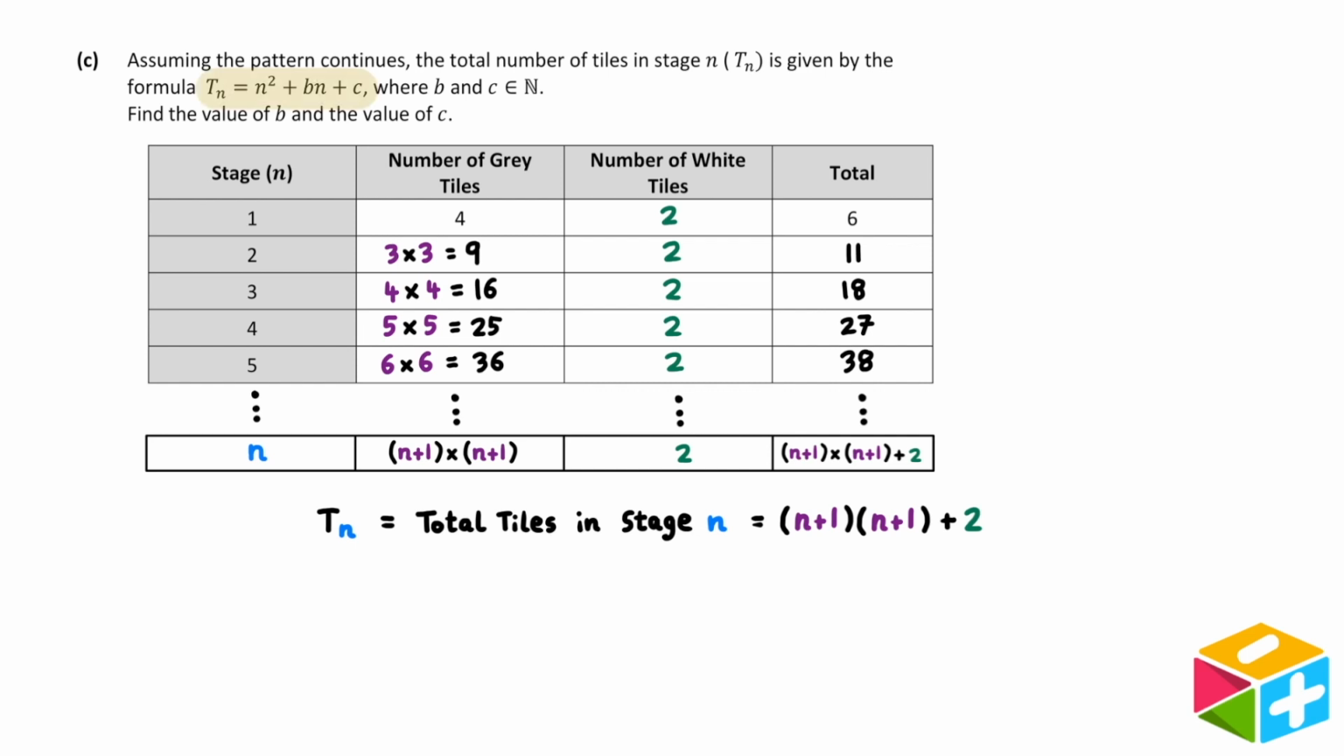We want our answer in the form n squared plus bn plus c, so here we should expand out our brackets. N times n is n squared, n times 1 is n, 1 times n is n, and 1 times 1 is 1. From here we can simplify a bit. N plus n is 2n, and 1 plus 2 is 3.